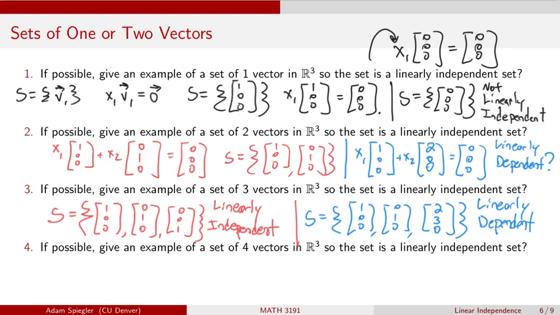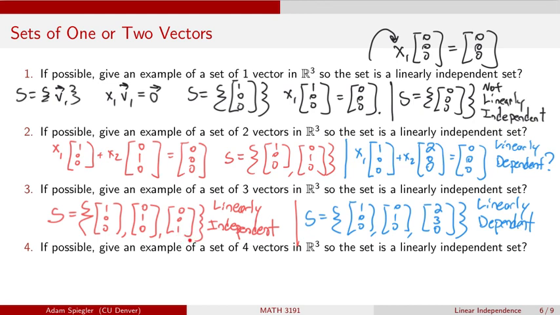And lastly, jumping up to a set of 4 vectors. Is it possible to give an example of 4 vectors in R3 that form a linearly independent set? And let's take a look at the previous one. So in question 3, we had this set S of 1, 0, 0, 0, 1, 0, and 0, 0, 1. This is linearly independent. And so the question is, any other vector in R3 can be written as a linear combination of these three vectors.